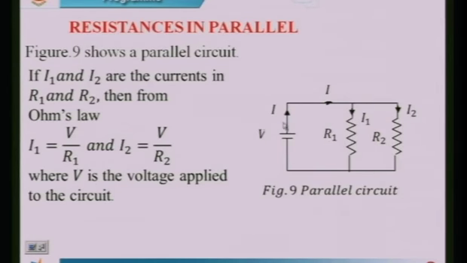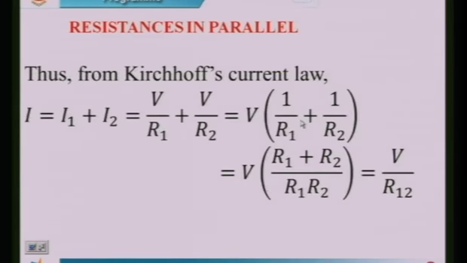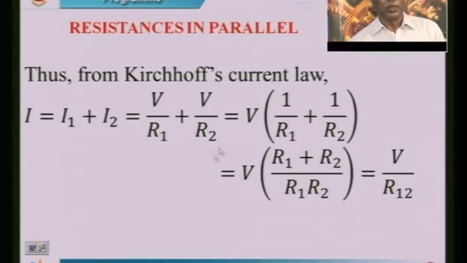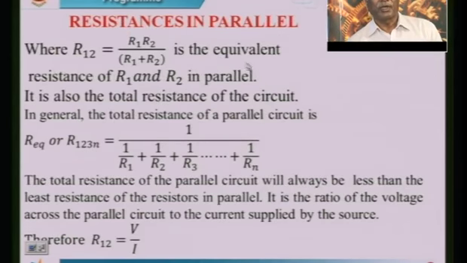Since the current that is coming out of the battery divides itself here, some current goes this way, some current goes this way. Application of Kirchhoff's current law at this point leads to I is equal to I1 plus I2. So, that is nothing but V by R1 plus V by R2. When it is simplified, it comes to V by R12, where R12 is the equivalent resistance and can be taken as R1 R2 over R1 plus R2.